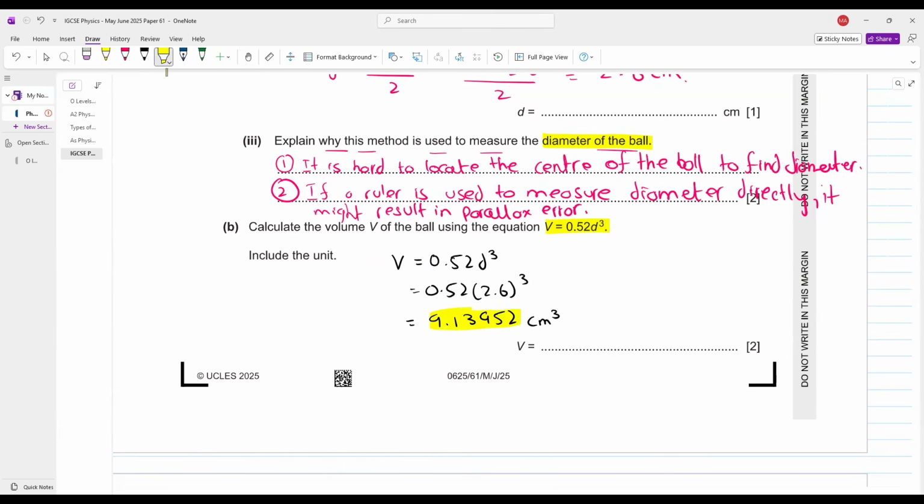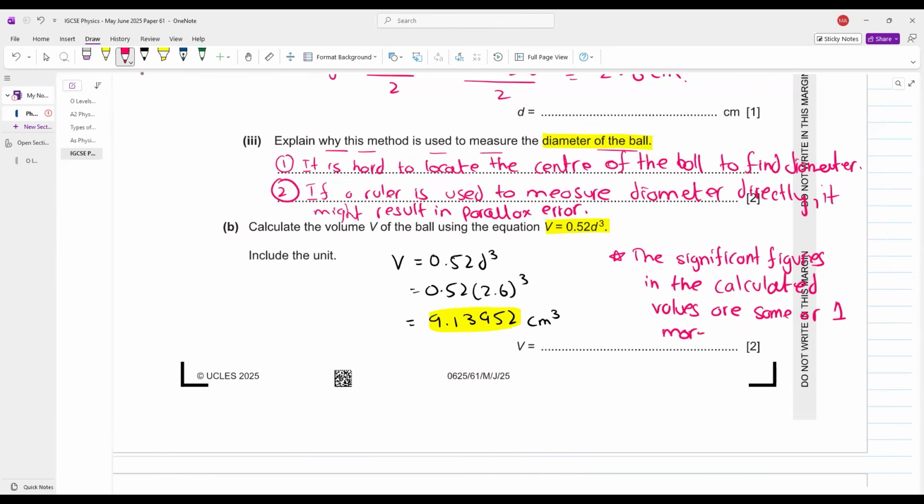Now you cannot write all this as your answer. You cannot write so many figures in the answer. There is a general rule: the significant figures in the calculated value are the same or one more compared to the measured value. Let me explain what this key point means.